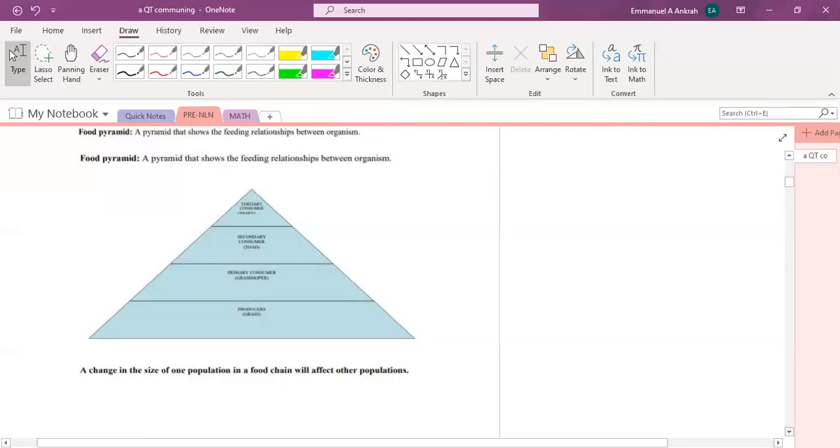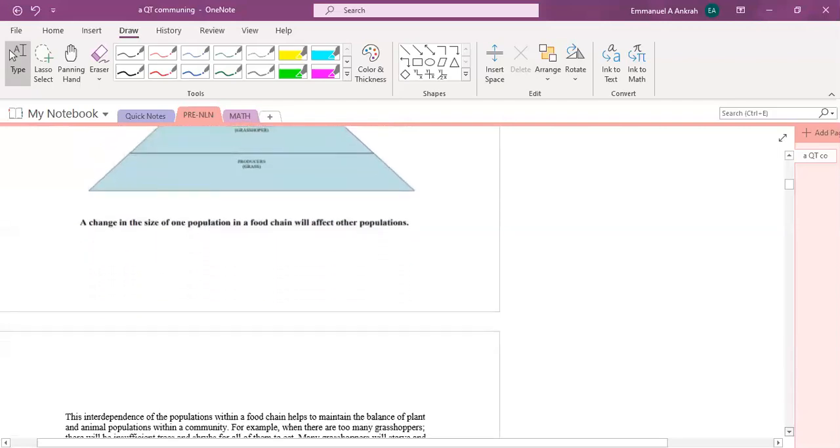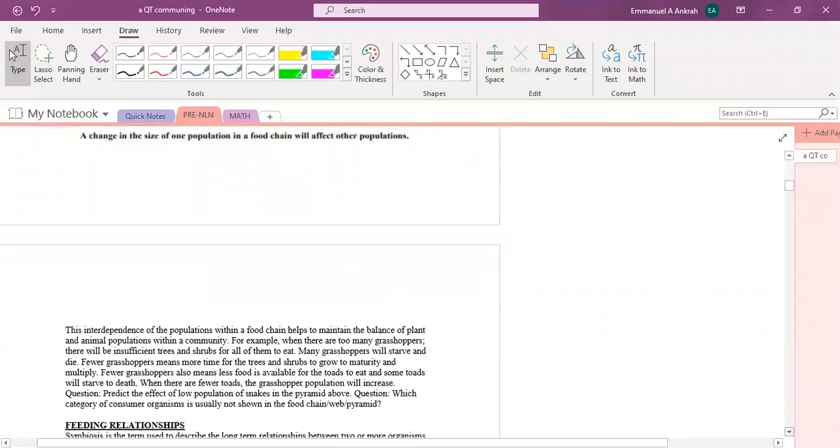Any questions so far on the food chain, food web, and the pyramid? No, so far so good. Super good. All right. I'll try to finish so that we can answer a lot of questions from the book today.